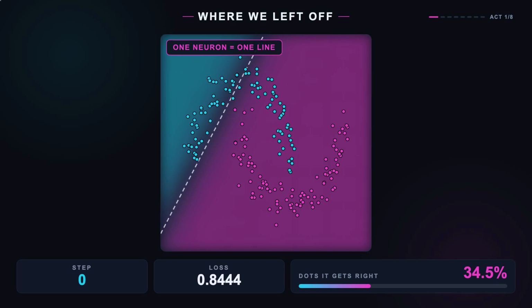Last time we took apart the smallest piece of a neural network. One neuron, two weights and a bias, three numbers, and we found out those three numbers are secretly a straight line. We also found exactly where that runs out. One neuron draws one line, and a line cannot bend. So today we fix that, and we watch a network find a shape nobody gave it.